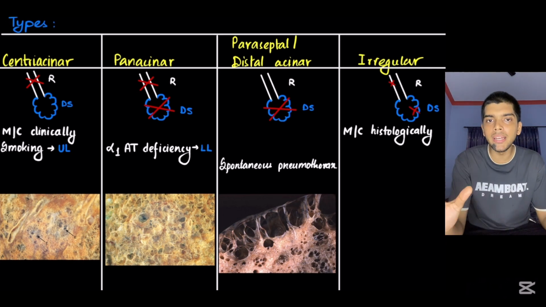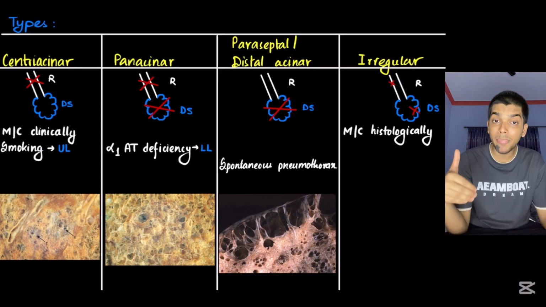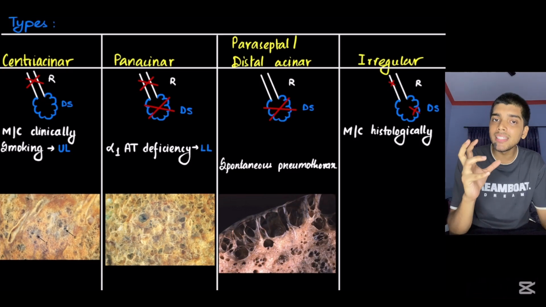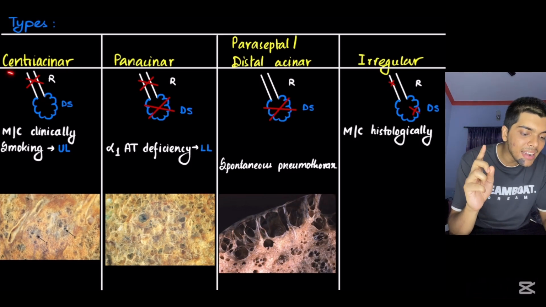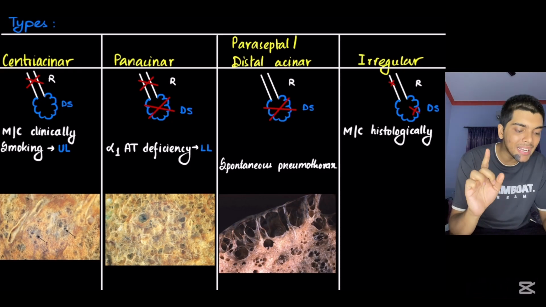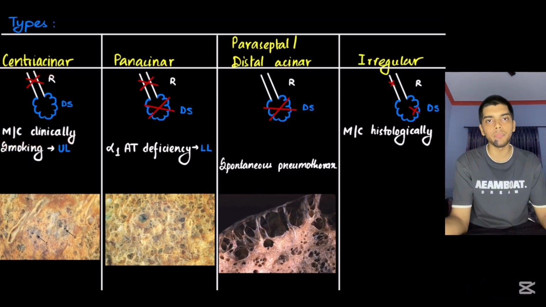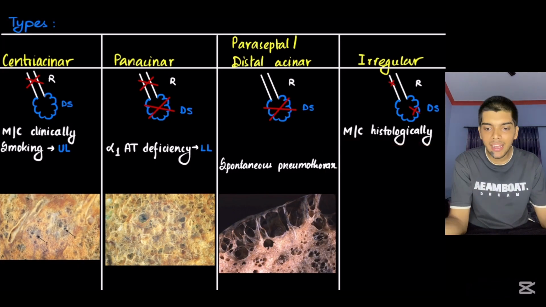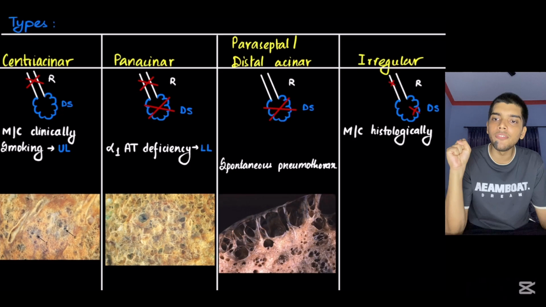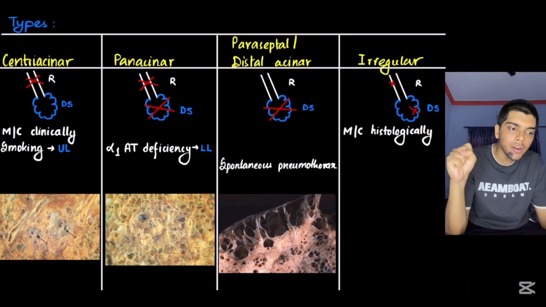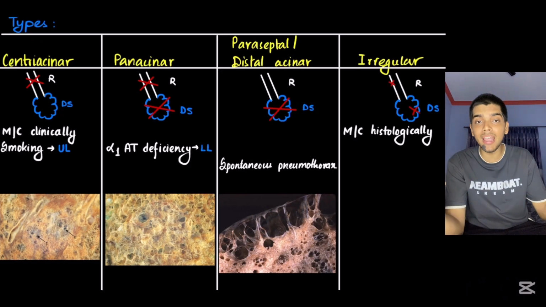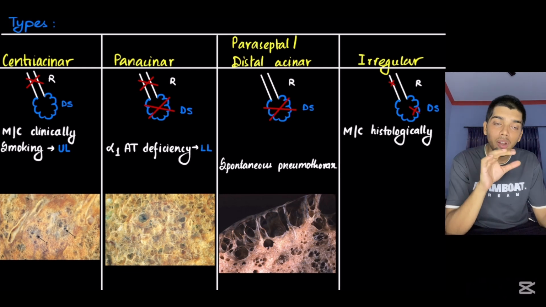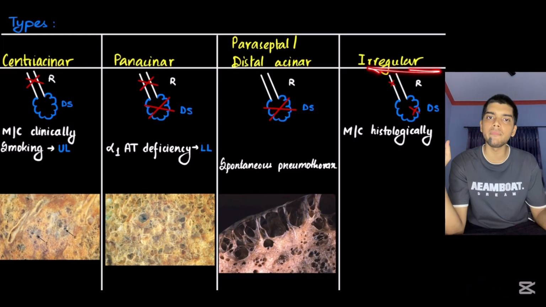Which is most common clinically? That is, a patient approaches you with signs and symptoms of emphysema. Then which type of emphysema is most commonly seen? It is the centri-acinar emphysema. So most common clinically is the centri-acinar type. Which is most common histologically? That is, let's say a person has died and you do an autopsy, and if the body seems to have emphysema in its lung, then the type of emphysema seen histologically upon autopsy is irregular emphysema.